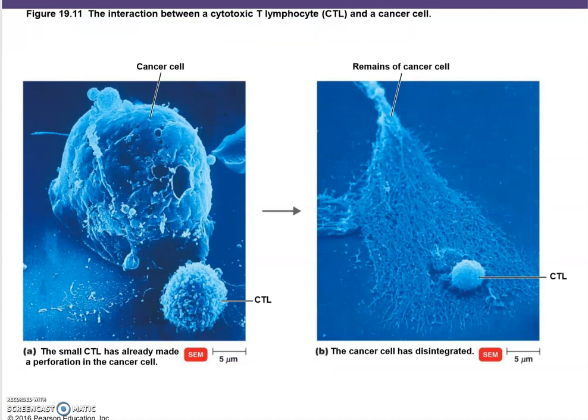Here's a picture that shows you what a cytotoxic T lymphocyte can do to a cancer cell. So here is your cancer cell, this big old thing right here. And here's your little cytotoxic T lymphocyte. And basically it's man-to-man combat, and the cytotoxic T lymphocytes are very strong.